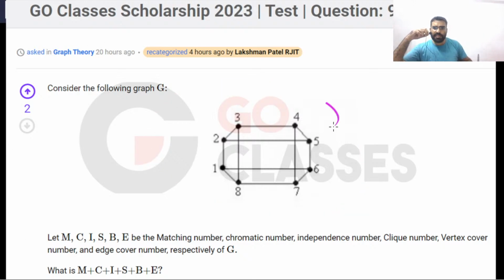In this graph, everything is asked. Find the matching number, chromatic number, independence number, clique number, vertex cover number, and edge cover number. Everything we have to find. So let me tell you two methods.